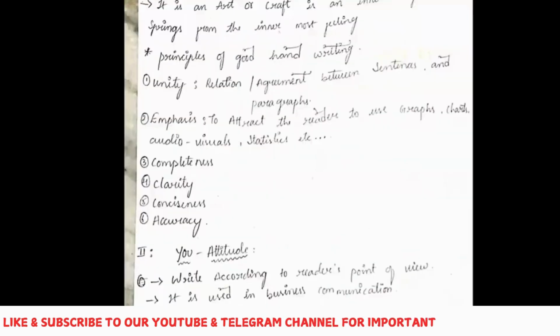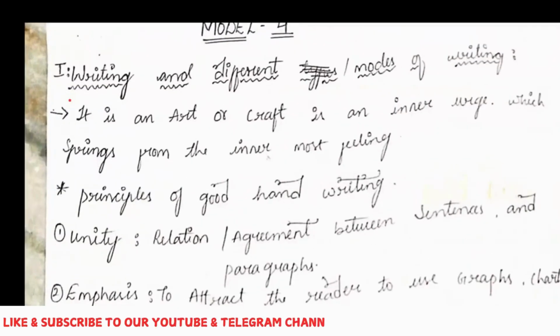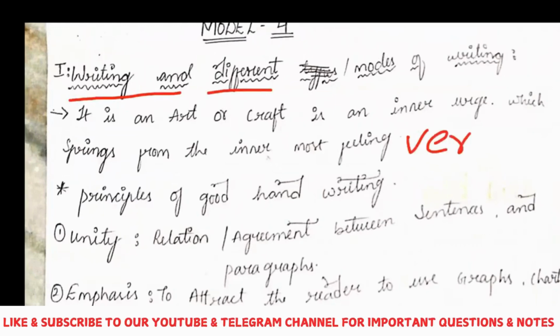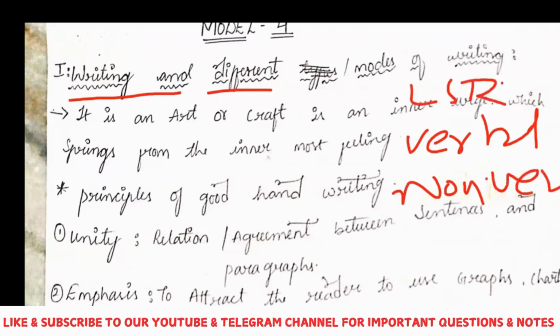What I said in the starting, communication skills, we have 2 types, right, ma? Verbal and non-verbal. In our verbal, we have 4 types. What are they? LSRW, I said, no. We finished listening, speaking, and reading. Now writing. Okay. So here, what is writing? Writing, different modes of writing.